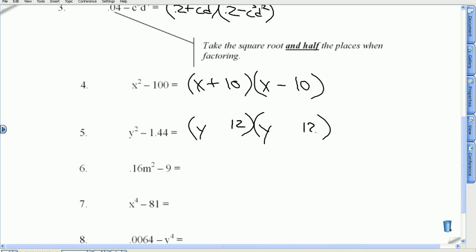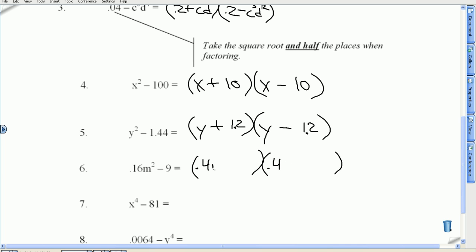It was 2 decimal places, so now we have to have 1 decimal place. Take the number of decimal places, divide it in half, do plus minus. 0.16 has 2 decimal places. When we take the square root of that and get 4, we're going to want 1 decimal place. Half of 2 is 1.